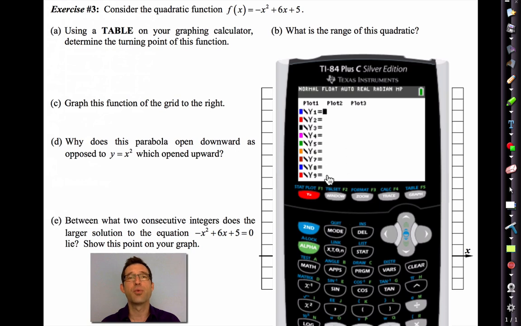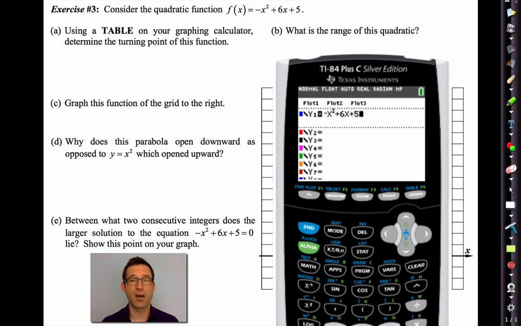All right, and now let's put in -x squared plus 6x plus 5. As always, make sure that negative is the negative sign and not the subtraction sign. It'll give you an error if you put subtraction there, but then you might not know what the error is. Make sure your formula looks good. And then let's hop into the table.